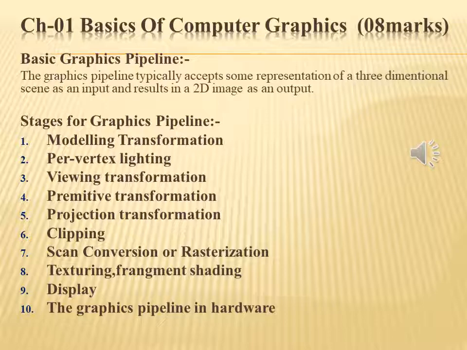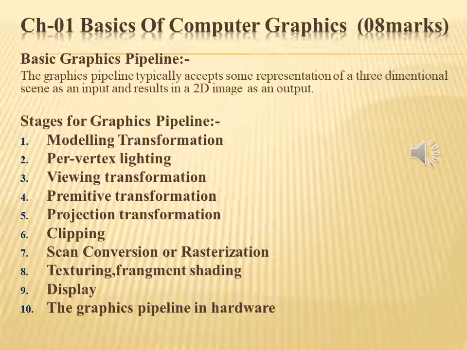The seventh is the scan conversion or the rasterization. It is the process by which the 2D image space representation of the scene is converted into raster format and the correct resulting pixel values are determined.